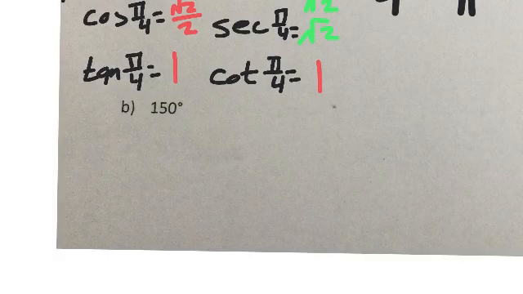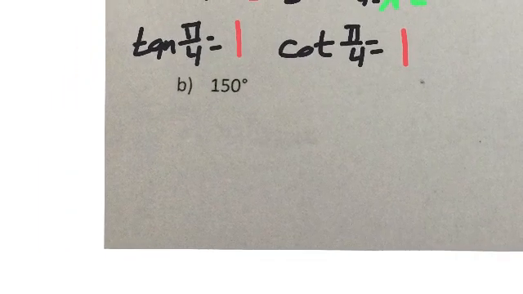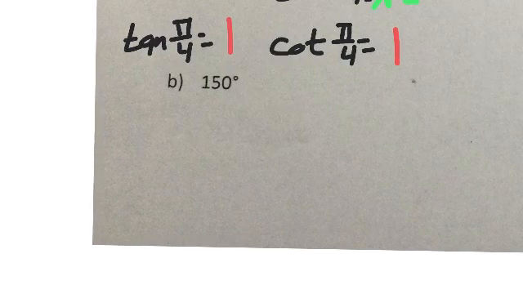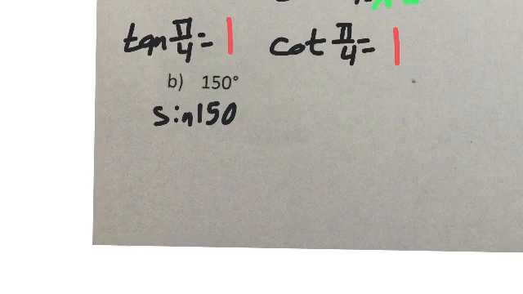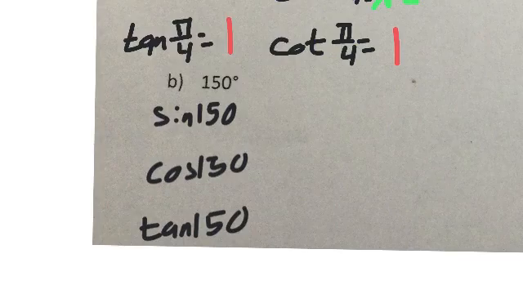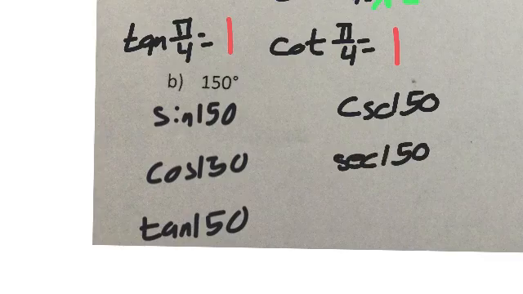Okay, the second one's 150-degree rotation. So again, I'm going to go ahead and line it all up. I'm going to find sine of 150, cosine of 150, tangent of 150. The reciprocal of sine is cosecant. The reciprocal of cosine is secant. The reciprocal of tangent is cotangent.